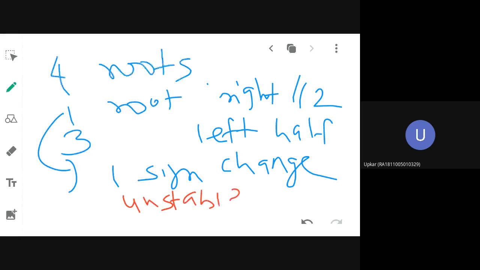System is unstable. When there are no sign changes, all the roots will be located in the left half and the system will be stable. But here in this problem you are having one sign change. So depending upon that one sign change, you will have one root located in the right half. This will make the system unstable. Okay, understood?